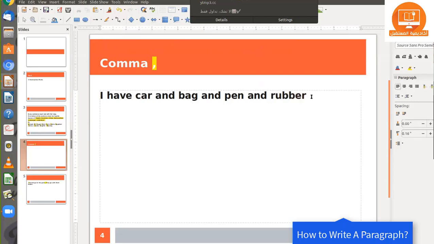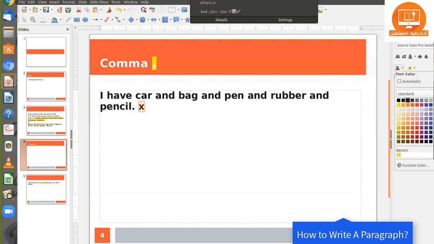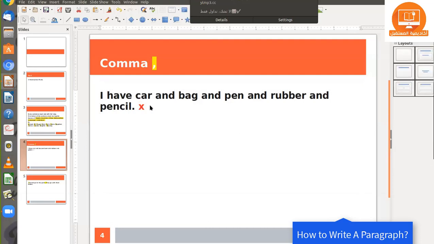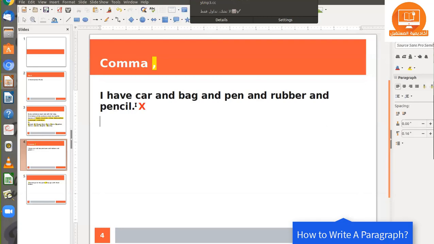For example, let's say pencil. No, this is wrong. So what should you write? You should put a comma after every word. Only before the last word we put "and". Excellent.